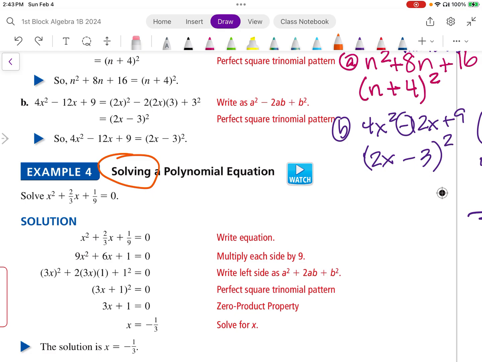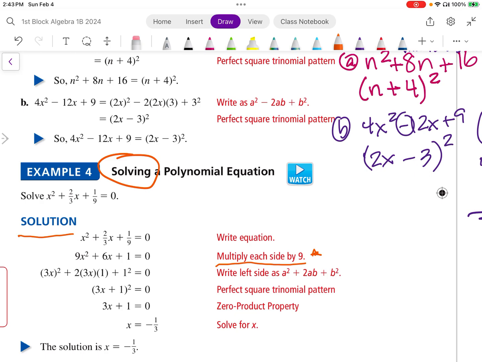I bet some of you are groaning right now. Why do we have to deal with fractions? Okay, your book gives you a possible solution where you don't have to deal with those fractions. It is in the solution that's right here. So you can read through this. What they do for their second step is multiply each side by 9. And when you do that, you have completely eliminated the fractions. So you're going to have whole numbers that you can then factor.